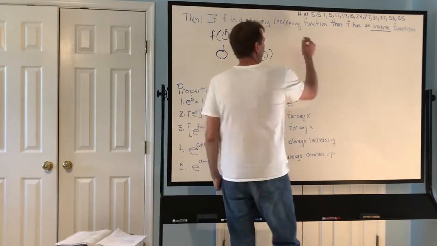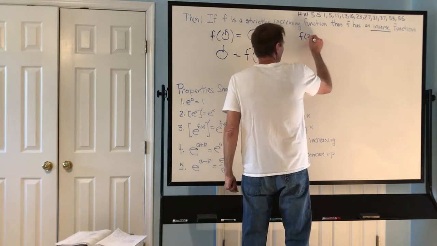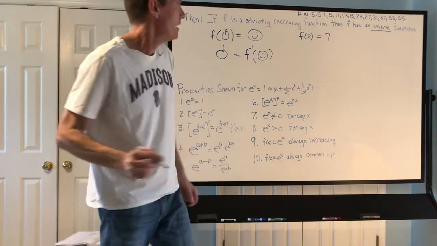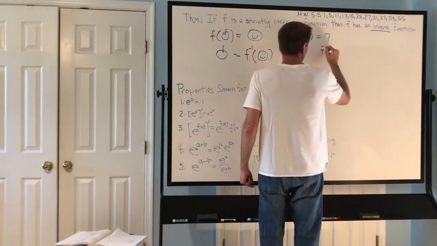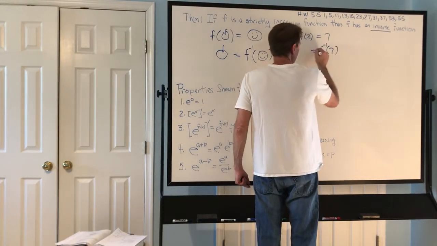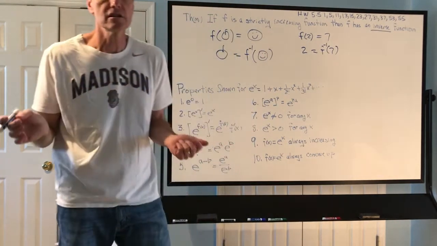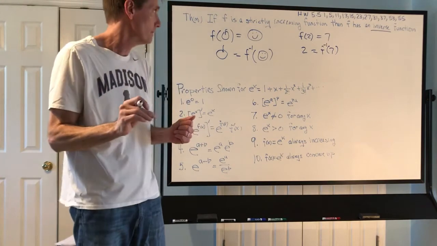Like, for example, if we're dealing with numbers, if we have f of 2 is 7, then f inverse of 7 is 2. It undoes what the function does. It's like the control z for this function.